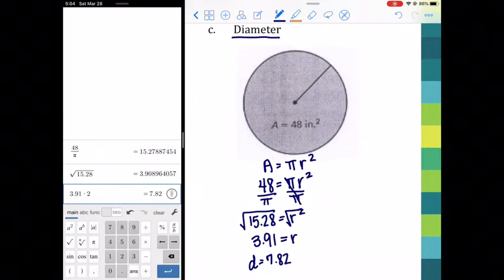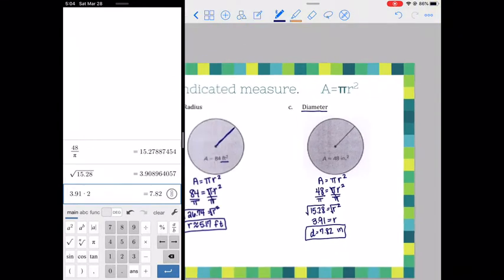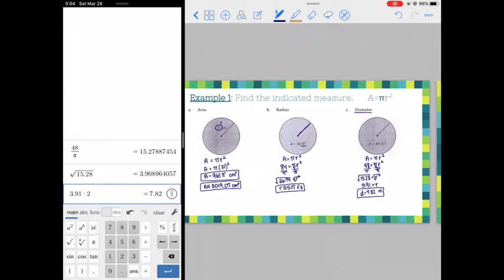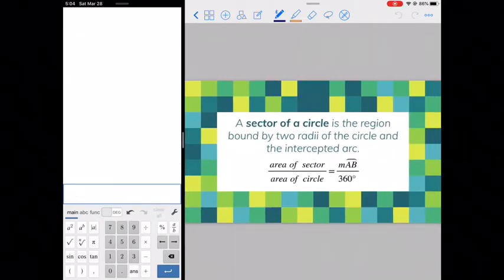Now this is still just a length, so the area was in square inches. This is going to be 7.82 inches. So to find the area of a circle, we use that area formula. The next thing we're going to talk about are sectors.